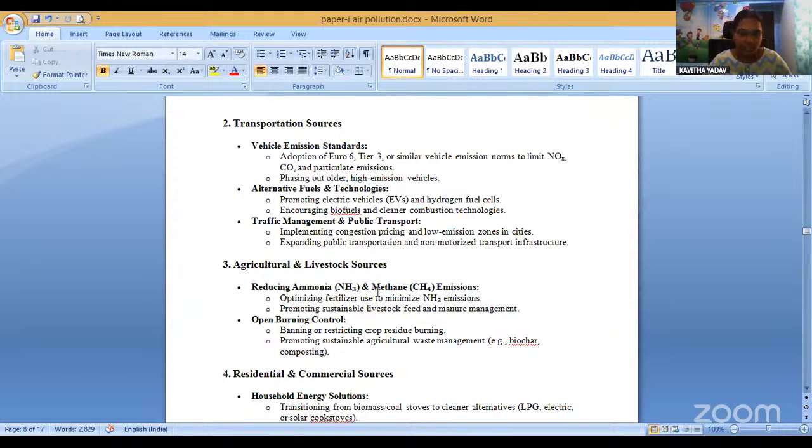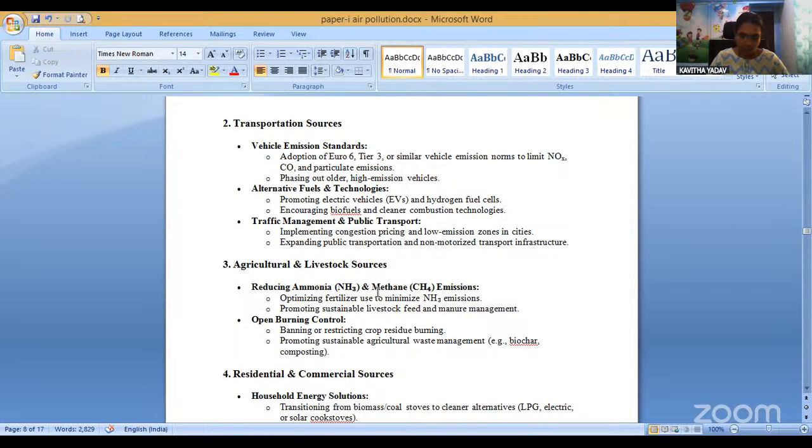And the next one is transportation sources. What are the transportation sources? We all know very well what transportation is and how transportation can cause environmental pollution. From the last classes, we have been discussing that very deeply. So here again, this is the most important topic.